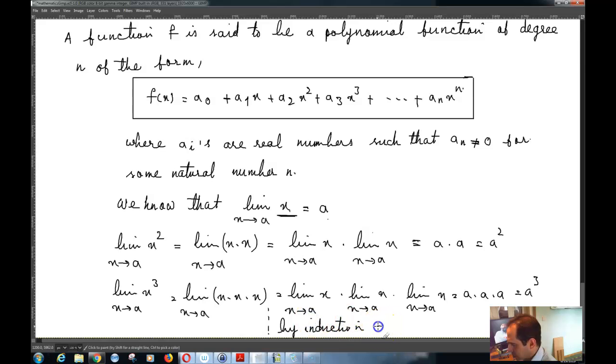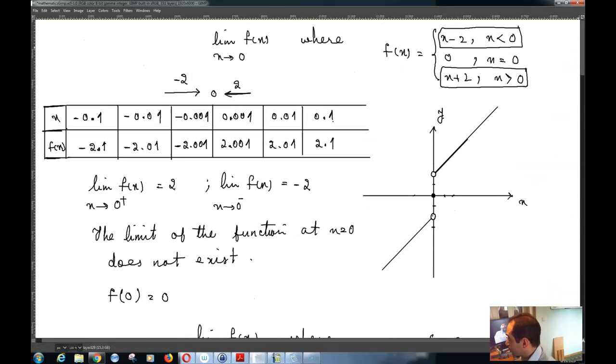you can say that the limit of x raised to the power n as x tends to a is equal to a raised to the power n. Okay, a raised to the power n. Now, let me move back up here. I don't have space.